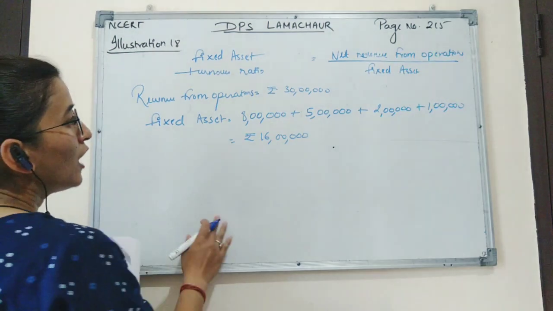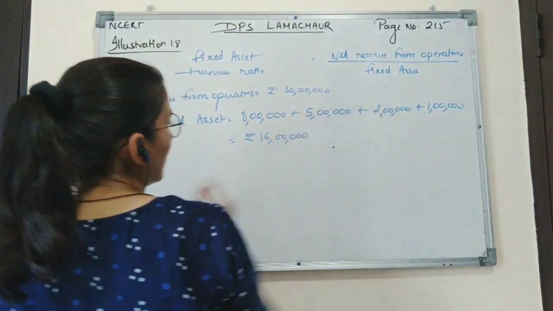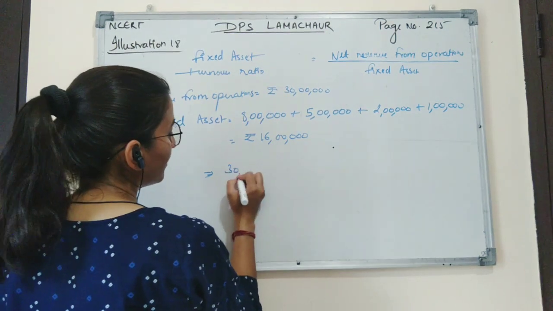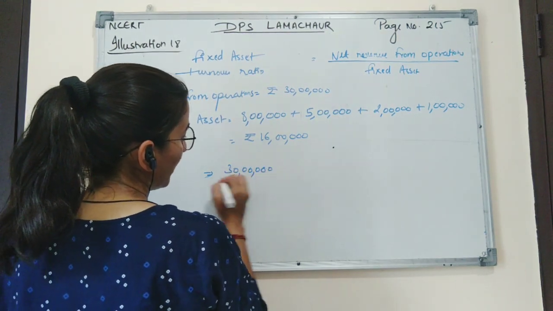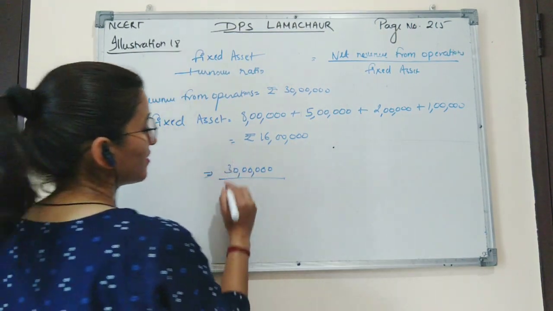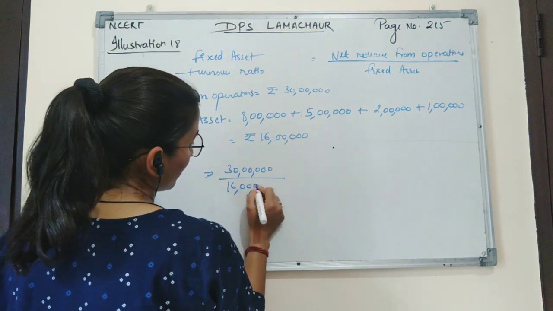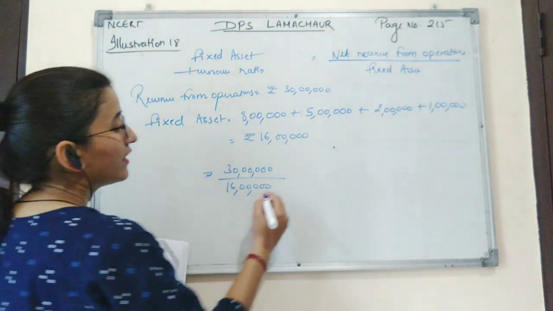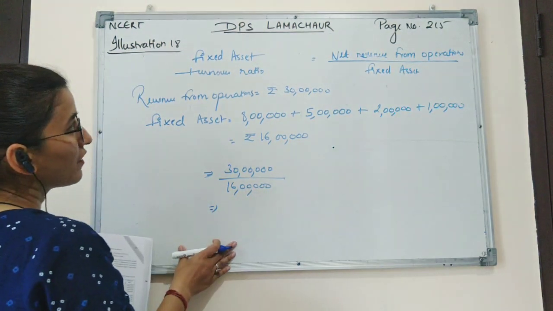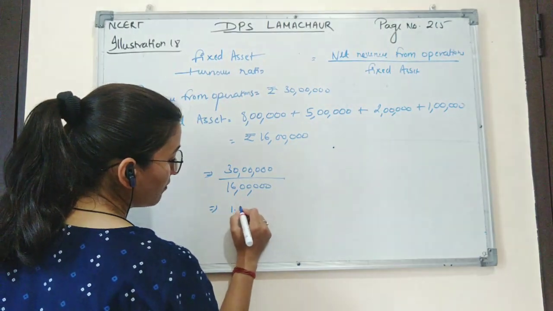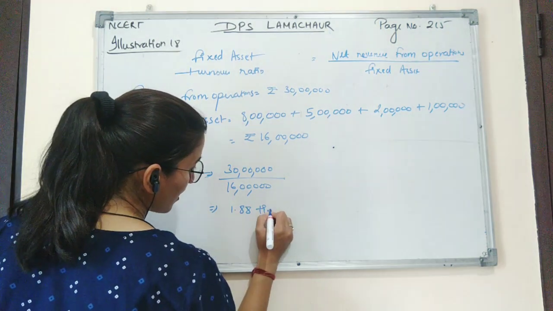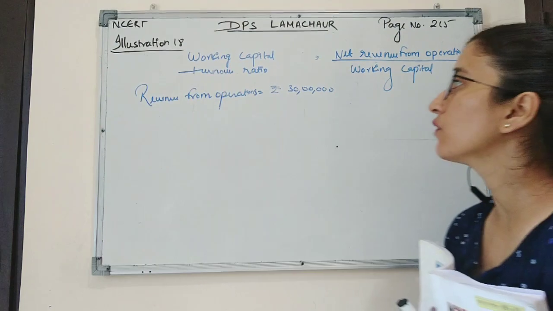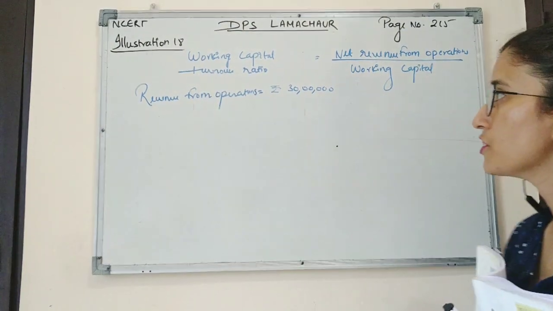So by adding all these amounts, we get the amount of fixed asset rupees 16 lakhs. Now we will put this amount in the formula. Formula is net revenue from operation, which is 30 lakh, divided by fixed assets, which is 16 lakh. So by dividing 30 lakh by 16 lakh, we get the fixed turnover ratio as 1.88 times.